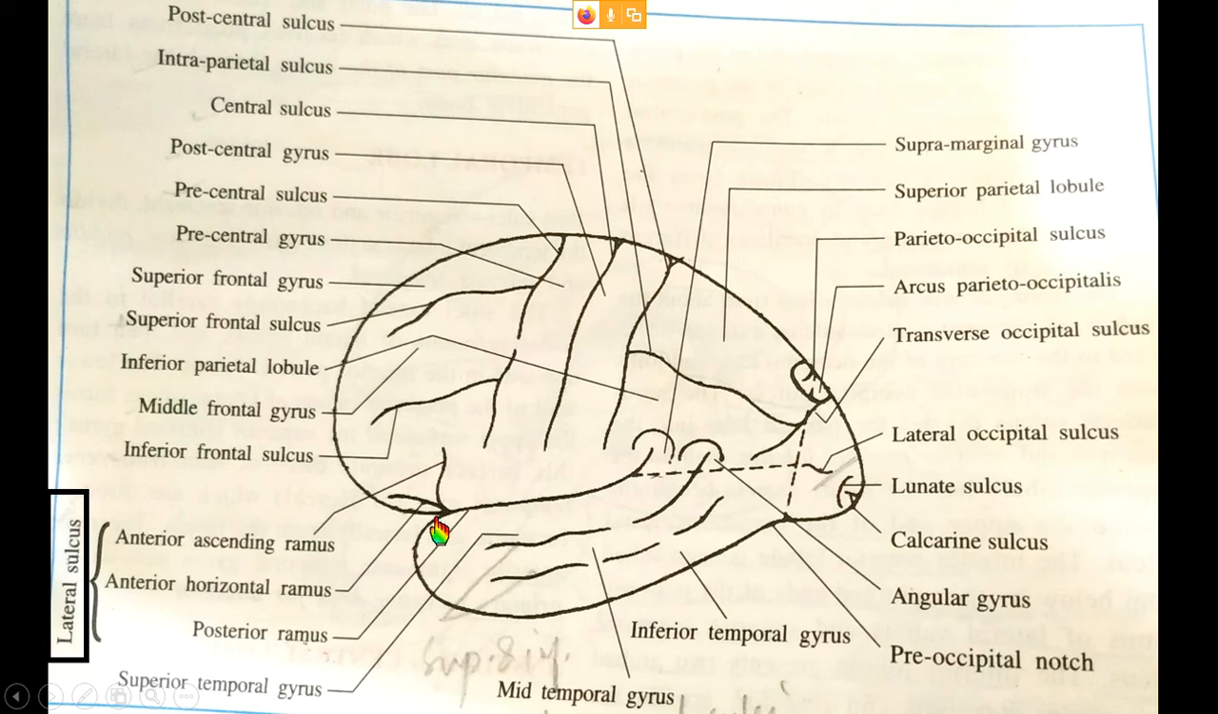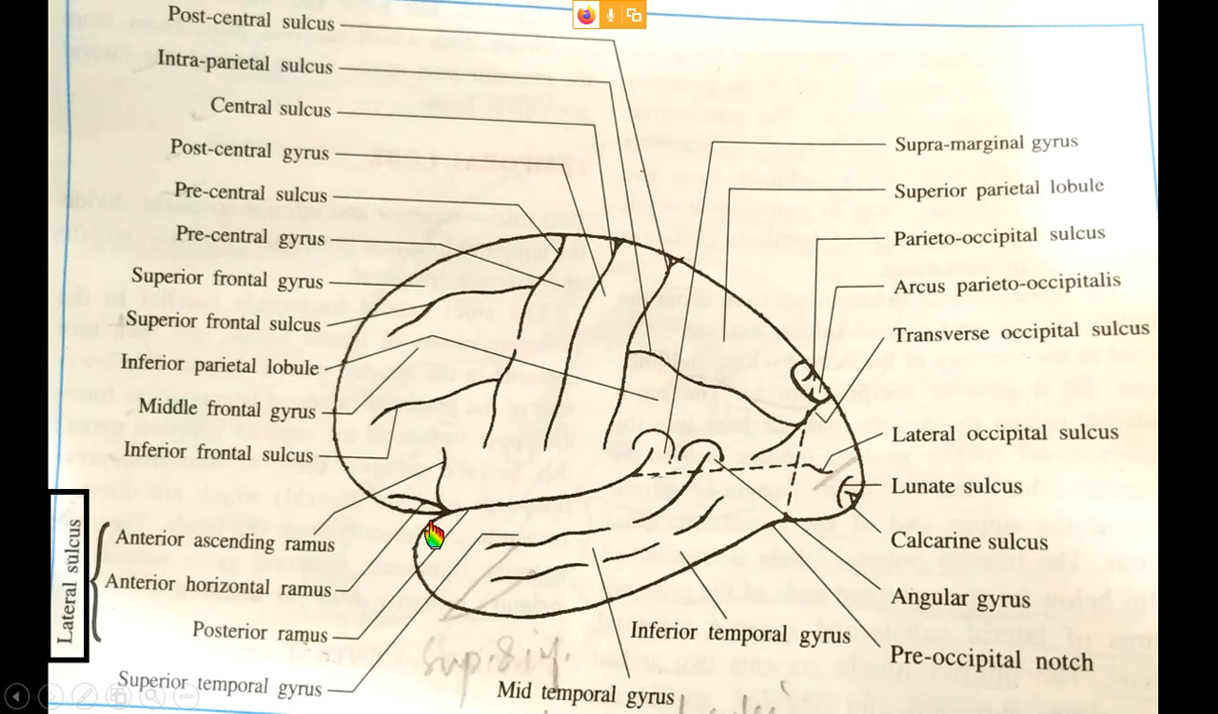Then coming to the lateral sulcus. It is also called the Sylvian fissure or Sylvian sulcus. Sometimes you may get this question: Sylvian sulcus is nothing but the lateral sulcus. Sylvian fissure and Sylvian sulcus are both the same. It consists of a stem and three rami: the anterior horizontal ramus, the anterior ascending ramus, and the posterior ramus. Three rami and one stem.